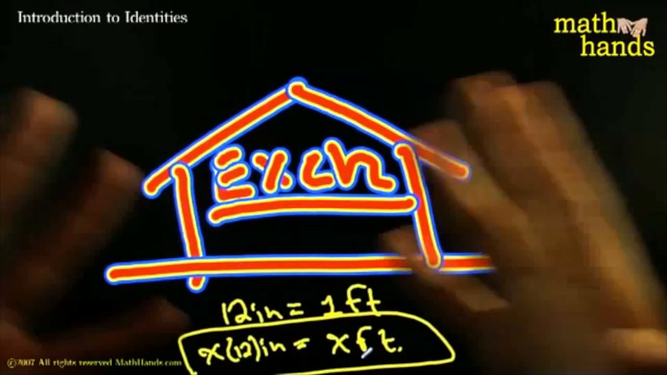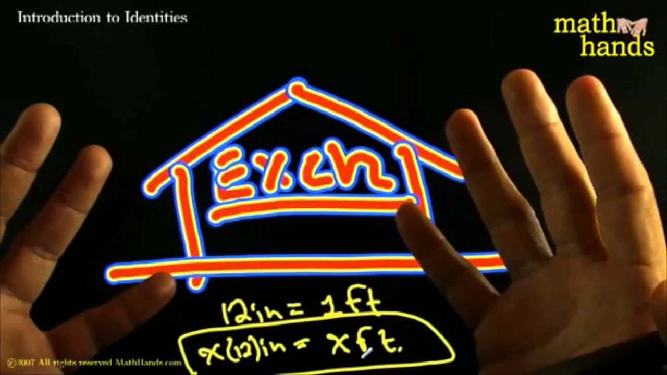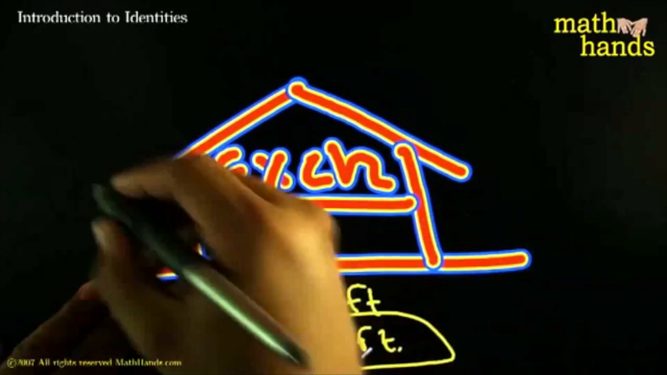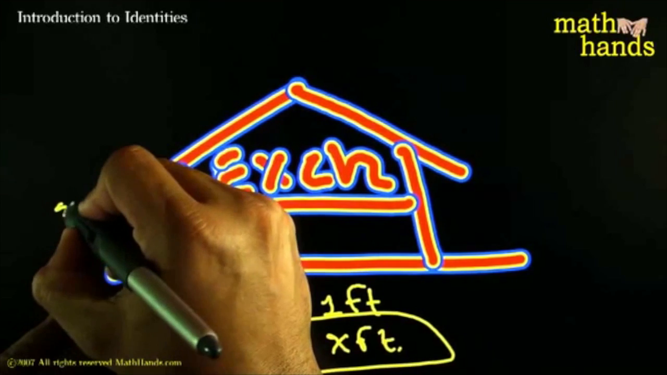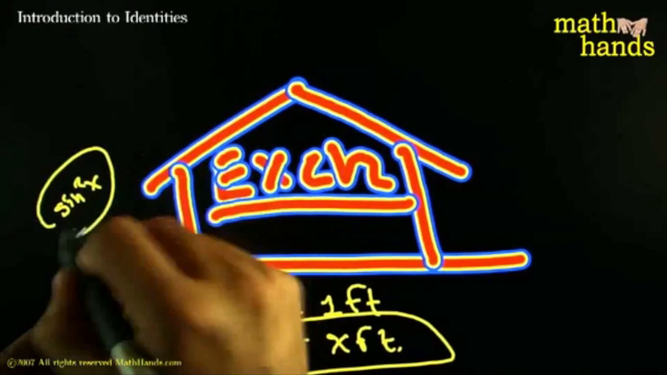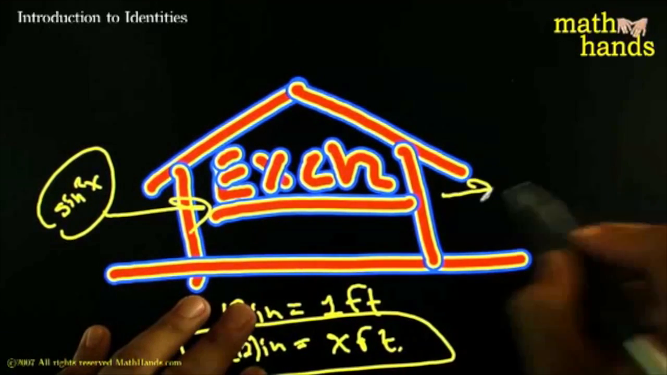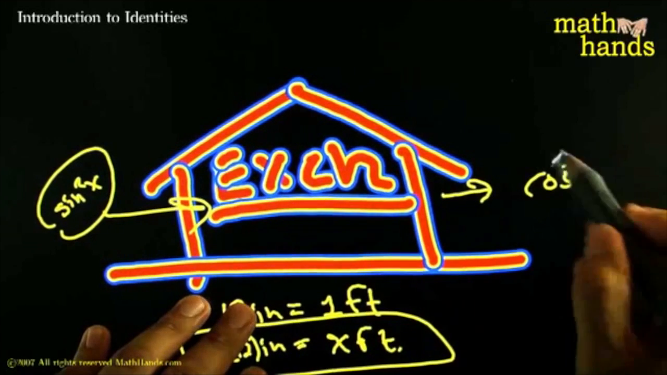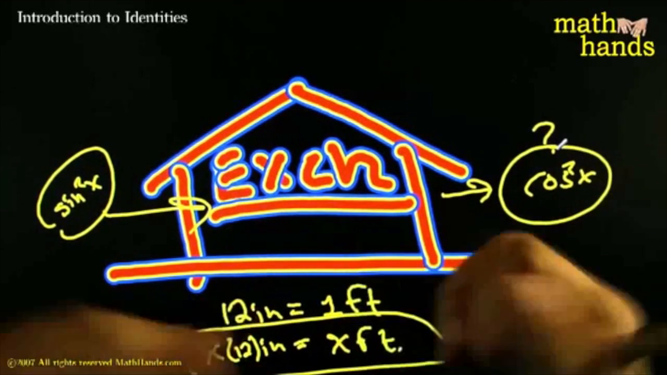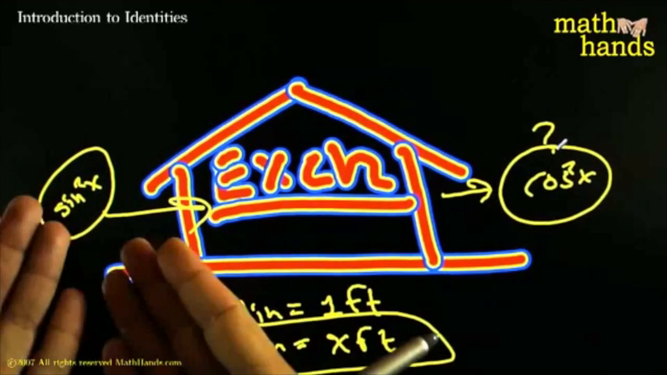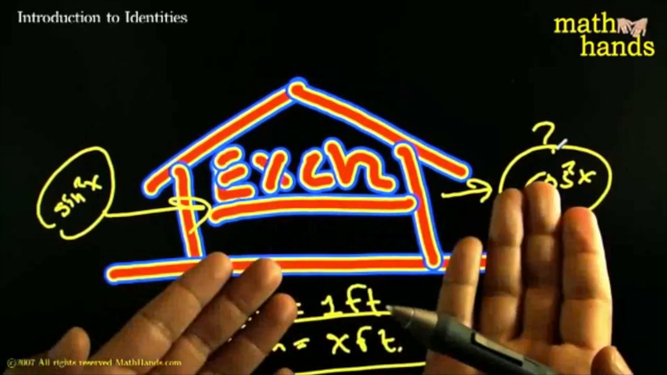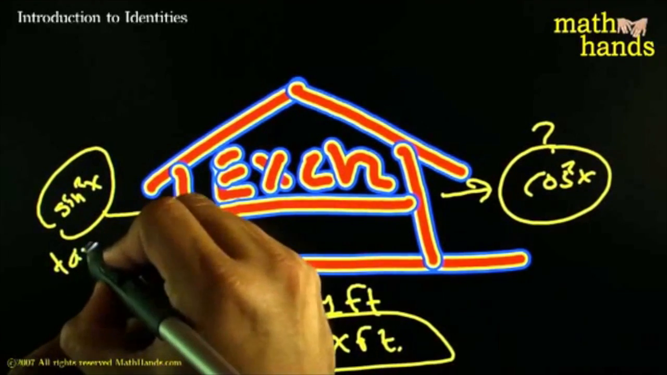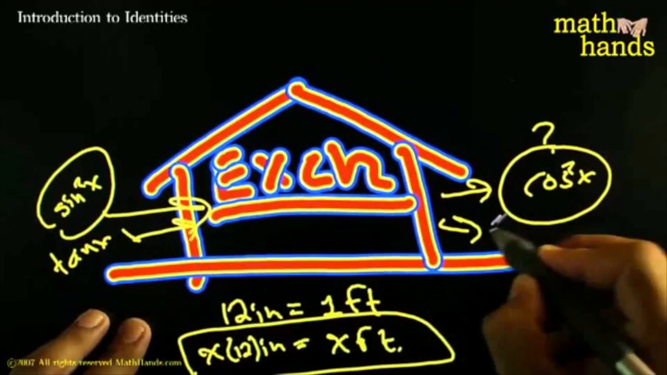So what in the world does that mean to our class? Well, here's the punchline. Suppose I ask you, I've got sine square x, and I want to take it into my exchange house. How many cosine square x's can I get out of that? Or how many cosines? Chew on that. What would be the exchange rate for sines x if I want to turn them into cosines? Or if I had a tangent x, could I exchange it for some cosine sides?